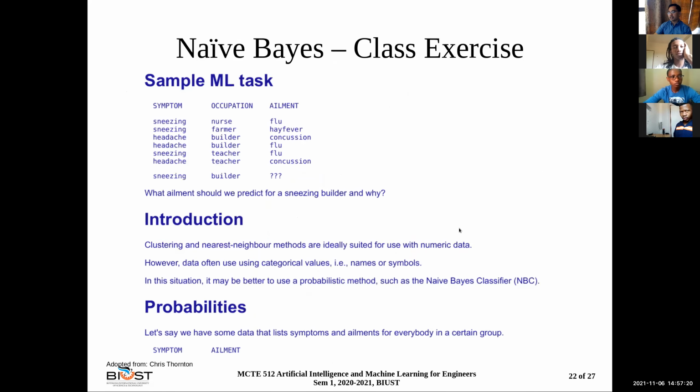So now let's go back to this example. In this case, we have symptoms, occupation and the ailment. Ailment is like the sickness. When you are sneezing and you are a nurse, you have flu. That is the data. When you're sneezing and you're a farmer, you have hay fever. When you have a headache and you're a builder, you have flu. When you have a headache and a teacher, you have concussion.